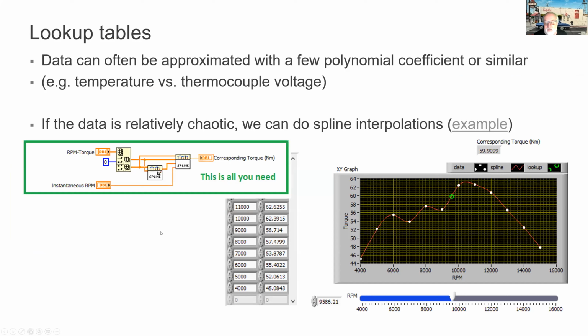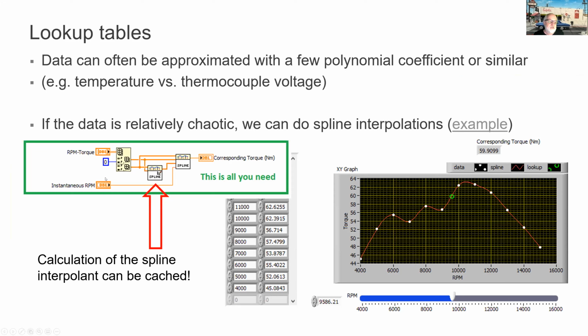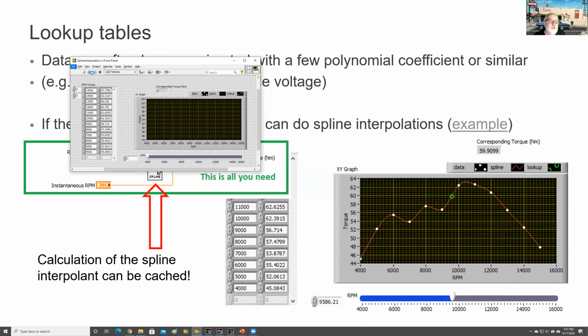Another thing is lookup tables, right? If you have a couple of measurements and you quickly need to get anything in between, you can also cache that. Somebody posted that in the forum. You have a list of torques and RPMs, and they're sort of all over the place. By spline interpolation, you can cache the entire spline interpolant calculation, and then only recalculate for any RPM. You can calculate the point on the red curve.